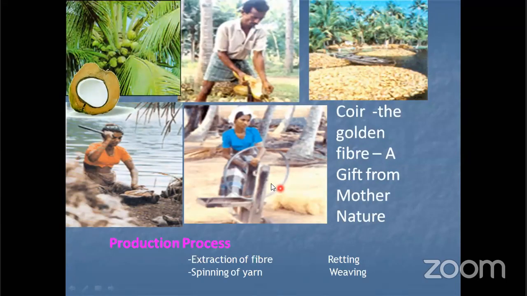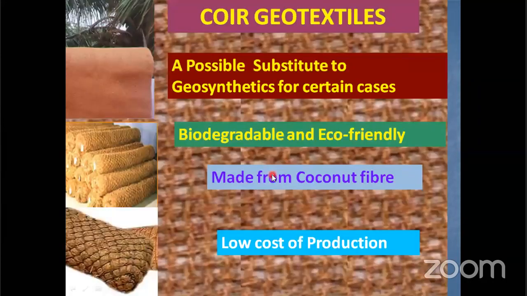Now, going a little bit more into coir and coir geotextiles. We know that coir comes as a golden fiber which we got as a gift from mother nature. All of us know the production process: first the extraction of fiber from coconut, then retting, then spinning of yarn, and then weaving. These are the different processes we have. And we can make coir using the yarns. We will make coir geotextiles through the weaving process.